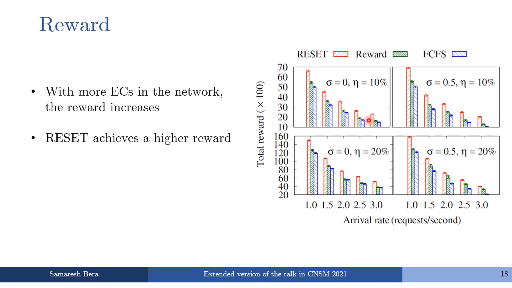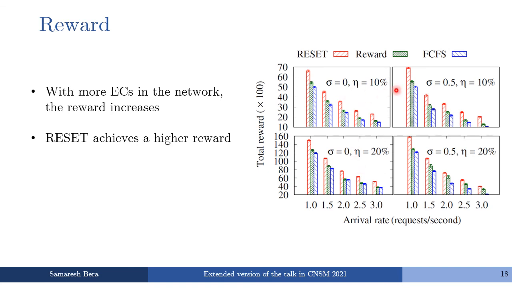So we have two variants. Two penalty factors are considered, one with 0 penalty and the other one with 0.5 penalty. Further, we increase the percentage of edge clouds from 10% to 20%. So we have four plots: 0 penalty with 10% edge cloud, 0 penalty with 20% edge cloud, 0.5 penalty with 10% edge cloud, and 0.5 penalty with 20% edge cloud. And in all cases, we see that with more edge clouds in the network, the reward increases.